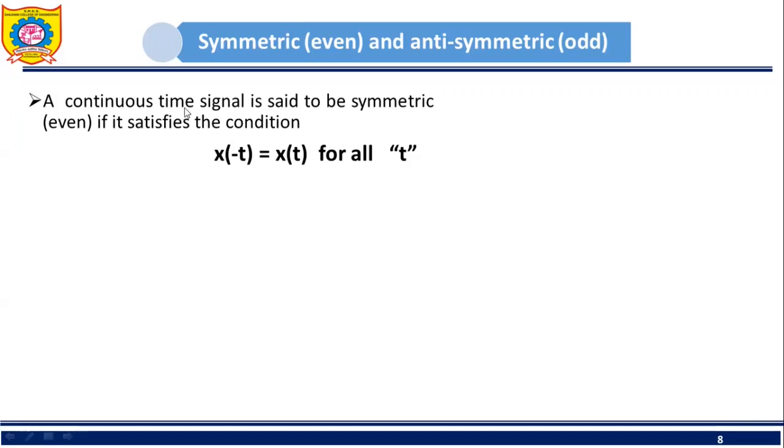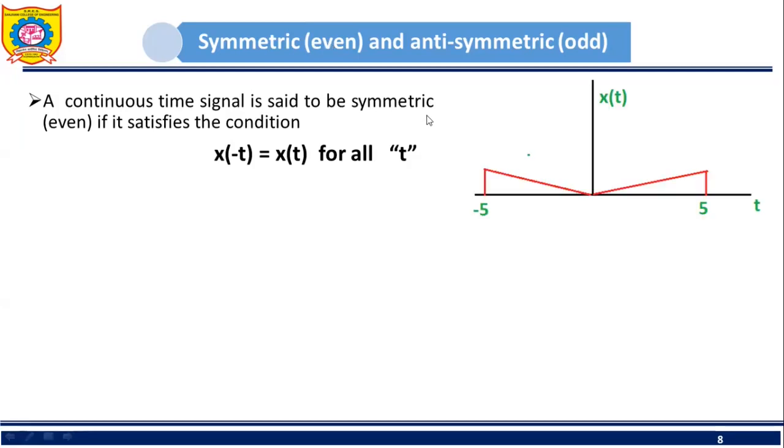So if we have some continuous time signal and that signal satisfies this particular condition, then that continuous time signal is said to be a symmetric signal. Let's try to understand it with the help of one example. Suppose here we have one signal. On the x-axis I have shown the variable t, and on the y-axis I have shown x of t, which means the value of the function x of t. Now consider this particular point. Let's assume that at this point t is 5 and here t is minus 5.